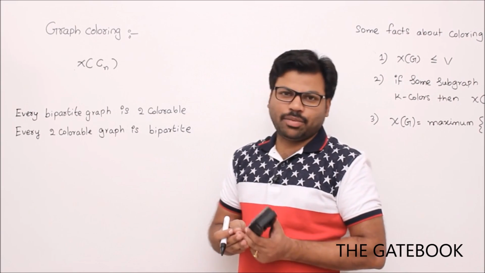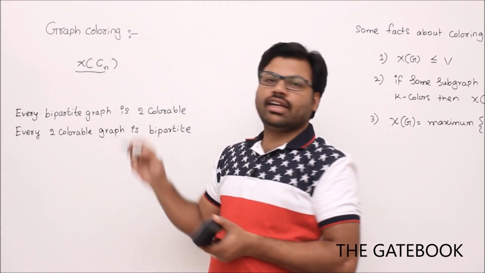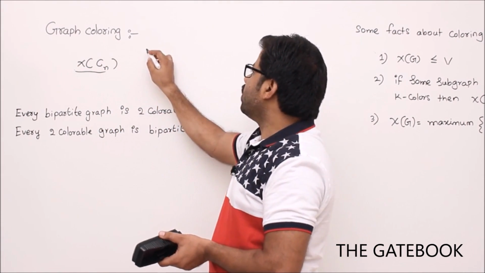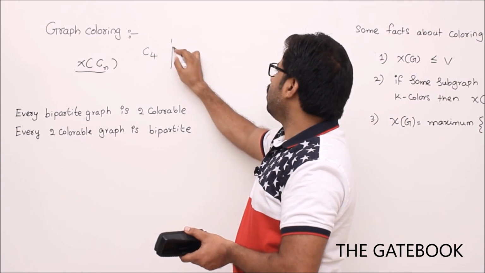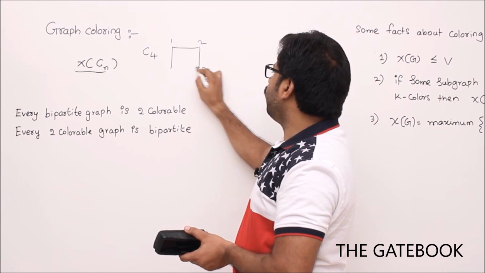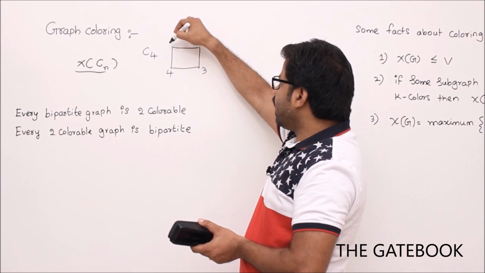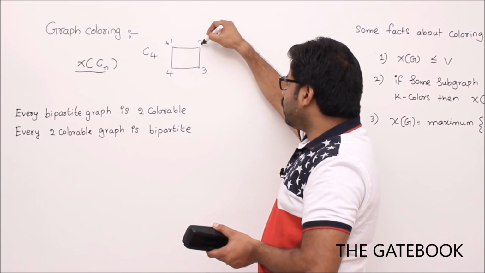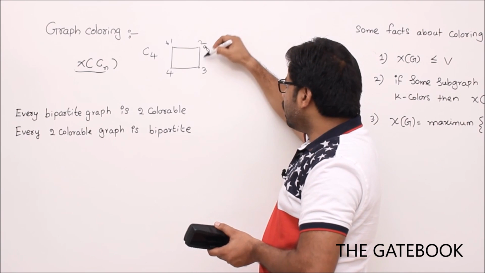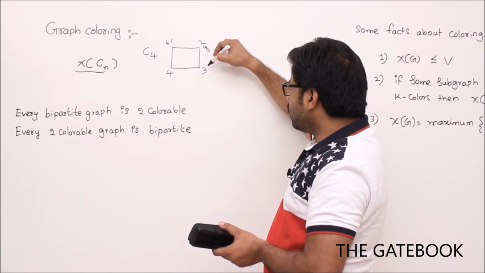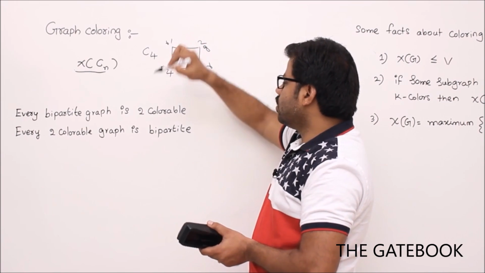Let's see some more details about coloring. First we see the chromatic number of a cycle graph. Let's begin with a cycle graph with 4 vertices: 1, 2, 3, 4. This is a cycle graph. I give red color here. Since 1 and 2 are adjacent, I alternate, so I give green color. Now these two are not adjacent, so I share the color red. These two are not adjacent, so I give green. So 2 colors are enough.